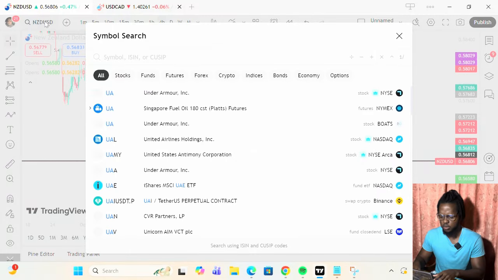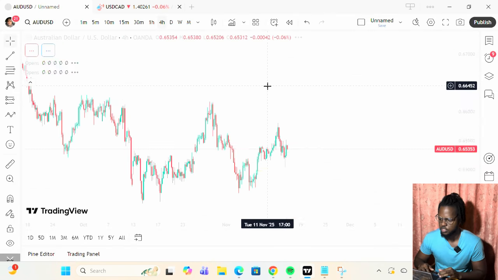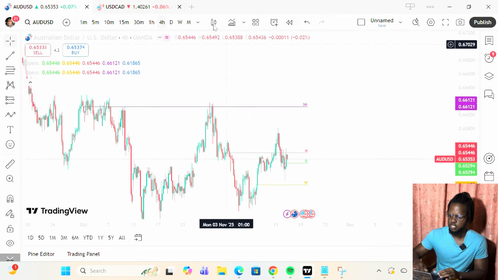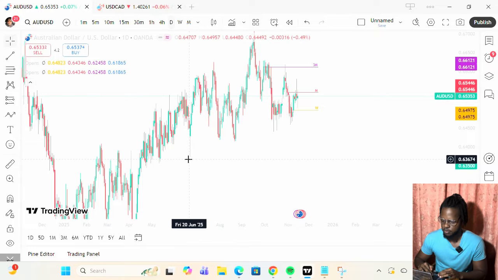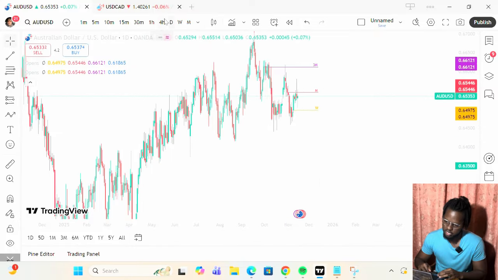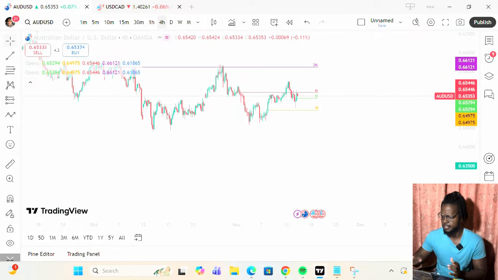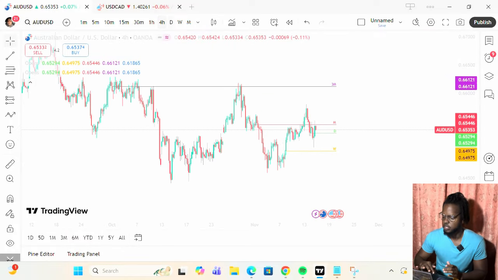AUDUSD is the only one I won't be looking for shorts, because the Aussie is just stronger than these other pairs, as you can see. It's bullish in general. Look at that, we're respecting all the lows, right? So this is just common sense trading. We're respecting all these lows, and now I think I see some upside. I won't get into it because to me it's mixed data. I think it's weak and strong at the same time, so to me it makes no sense to trade it.